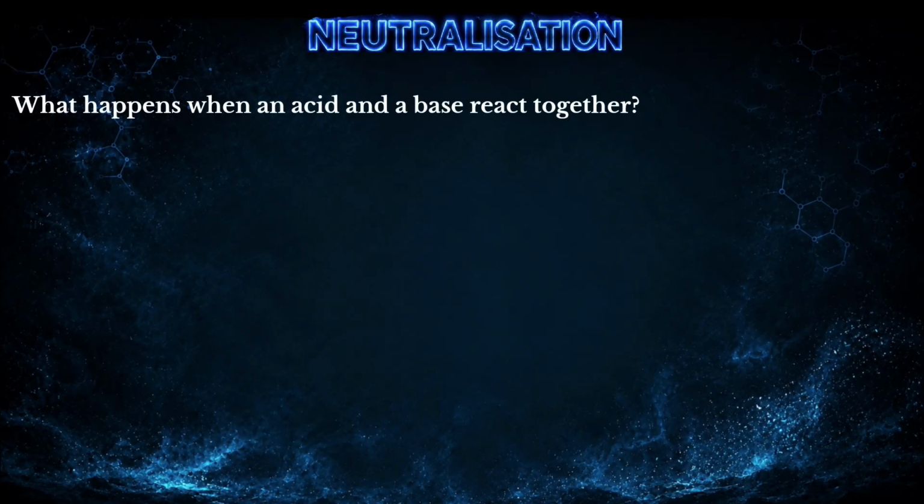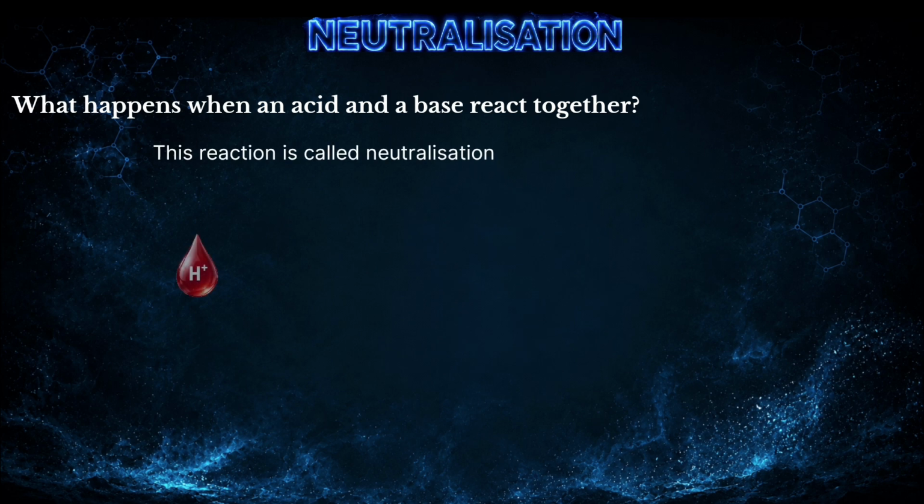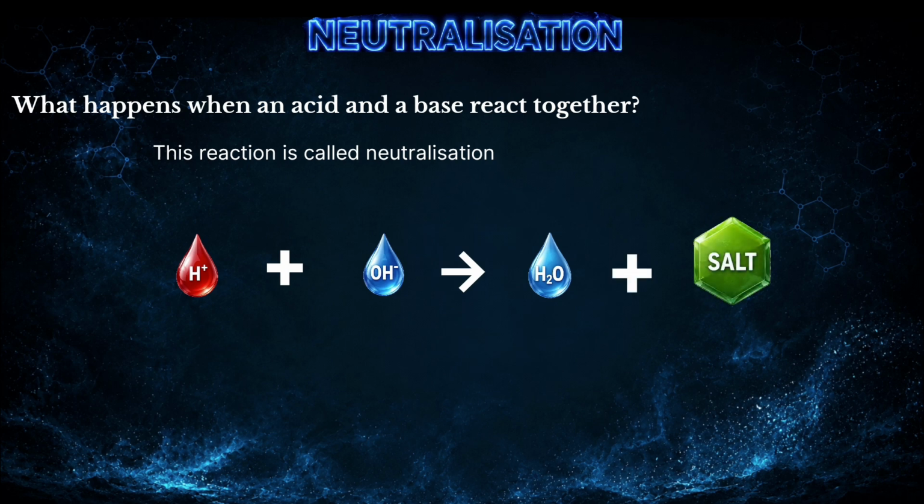What happens when an acid and a base react together? This reaction is called neutralization. During neutralization, hydrogen ions from the acid combine with hydroxide ions from the alkali. They form water. At the same time, a salt is also produced.